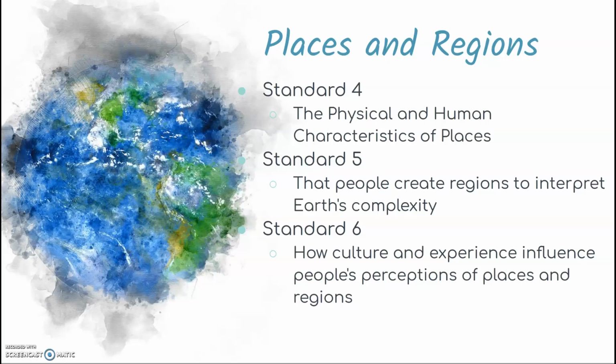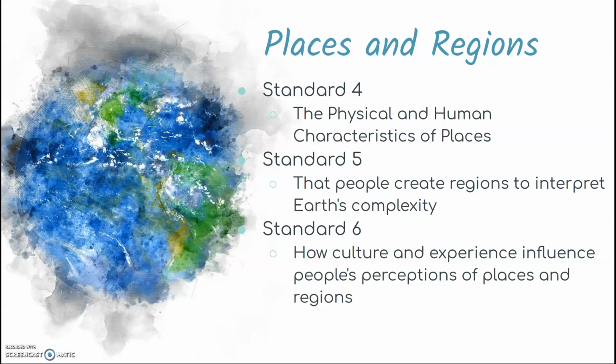Now, our next set of standards is places and regions. Standard 4, the physical and human characteristics of places. This is just understanding the genesis, evolution, and meaning of places, and that places are human creations, and that people's lives are grounded in particular places.